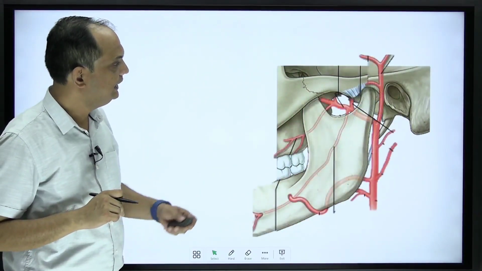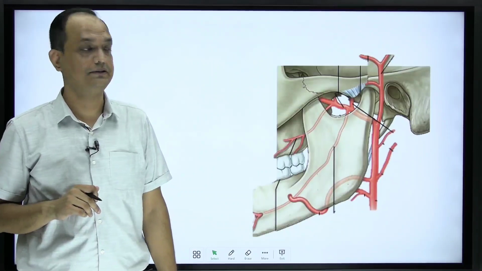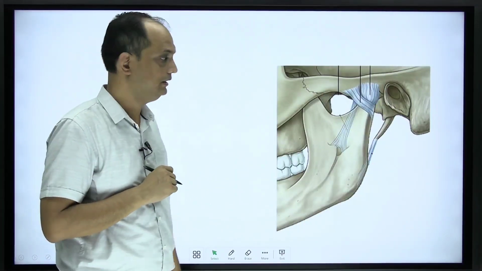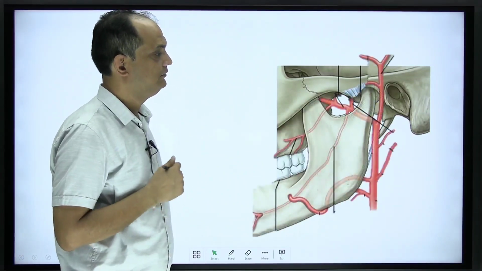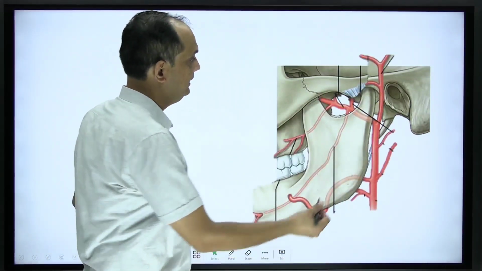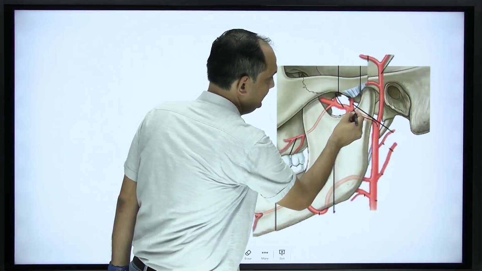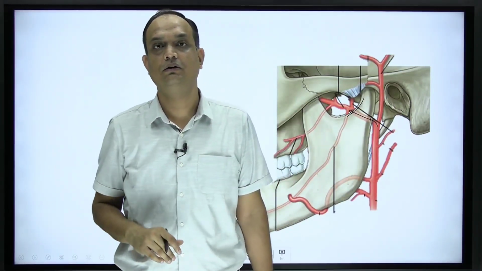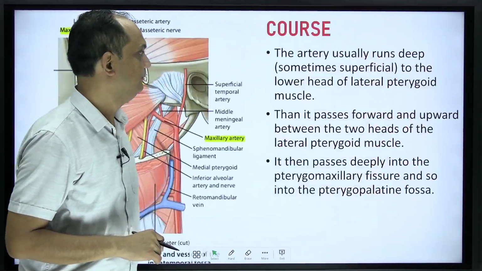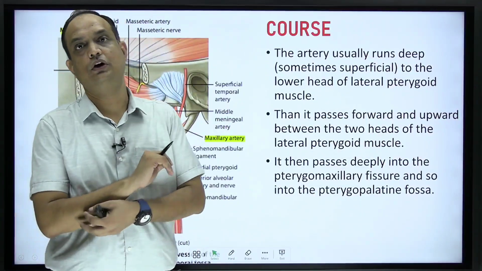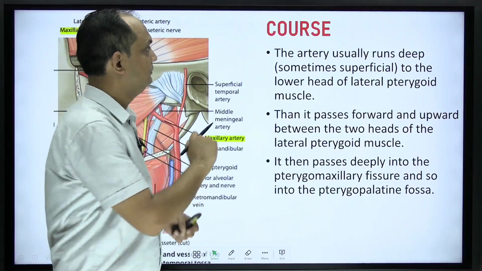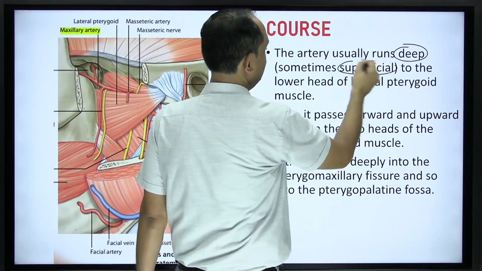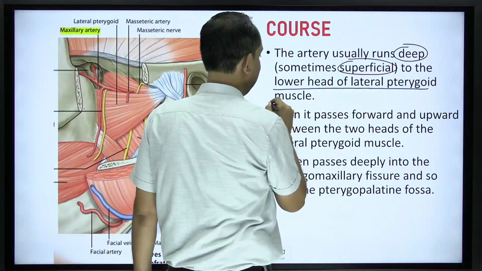So here if you see this layer by dissection, you can see how the artery is placed here. It is placed in such a way that the artery is passing anteriorly deep to this part of the bone, but on the outer side of your sphenomandibular ligament. So what is the course of this artery? Now this artery usually runs deep or maybe superficial to the lower head of the lateral pterygoid muscle.